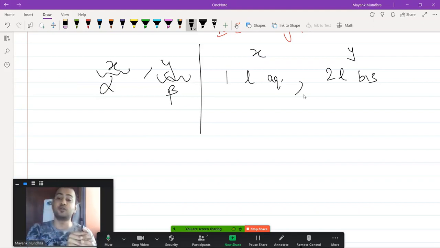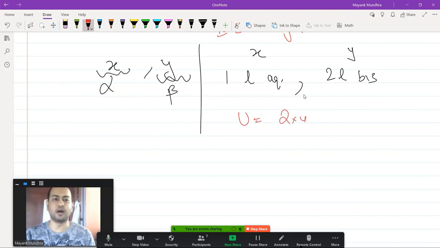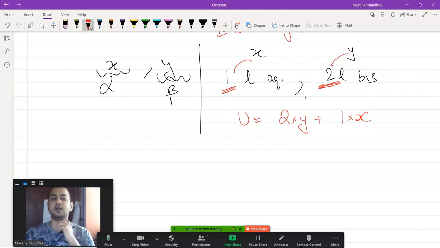because 1 unit of good y gives me 2 liters of water, which is equivalent to what 2 bottles of good x will give me. So in this case, your utility function will be 2 times y plus 1 times x. So 2 is the weight on y and 1 is the weight on x. So you're just multiplying the weights with the individual goods.